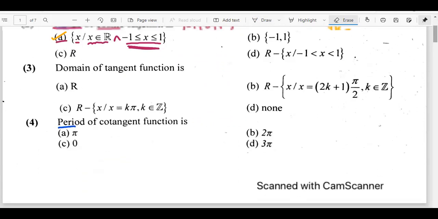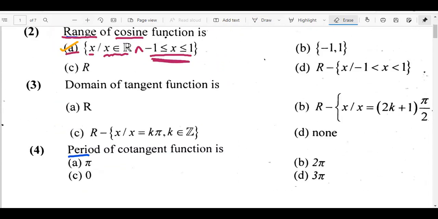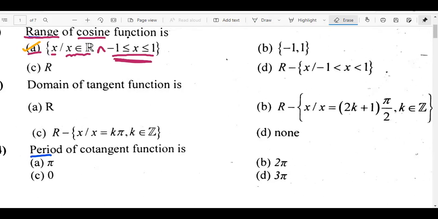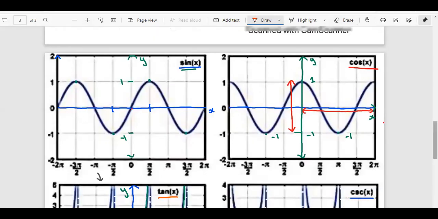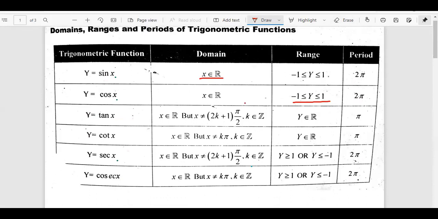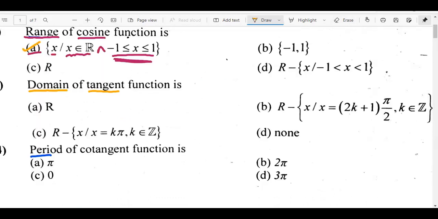Okay, let's talk about the third question. So what do you think for the third one? It says the domain of tangent function. So we are going to talk about the domain of tangent. This is the tangent function, and this is the domain. We have all the real values except these, 2k plus 1 pi by 2. Okay, so what would be the answer in this case? B option. Very good. Excellent.